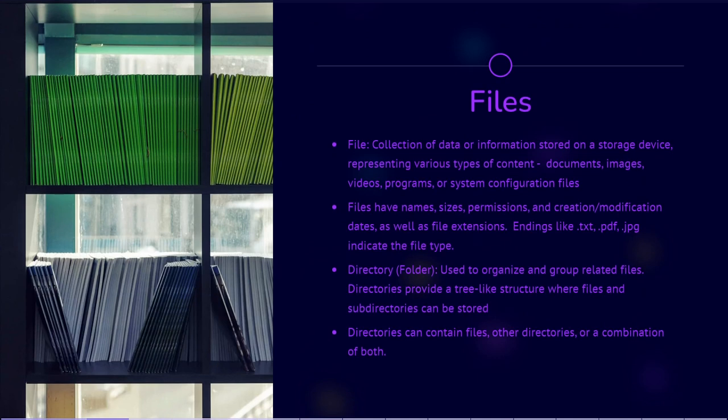A file is a collection of data or information that is stored on a storage device. It can represent various types of content, such as documents, images, videos, programs, or system configuration files. Files are typically identified by a name and have associated attributes like size, permissions, and creation or modification dates. They also have specific endings that specify what type of file it is. Examples are .txt, .pdf, or .jpg.